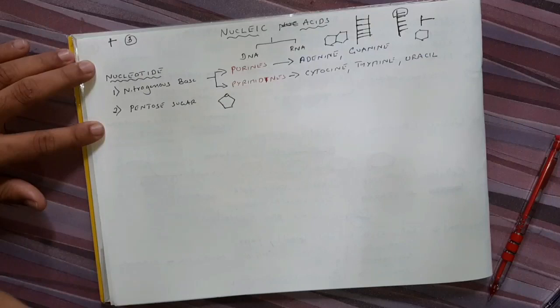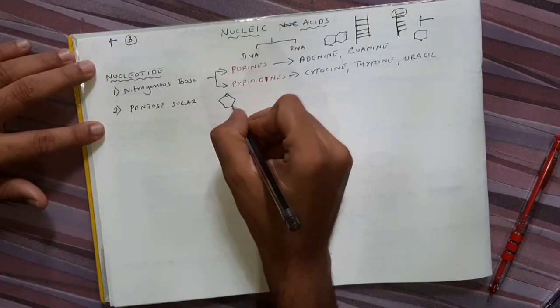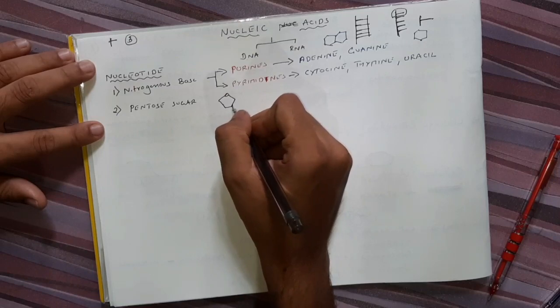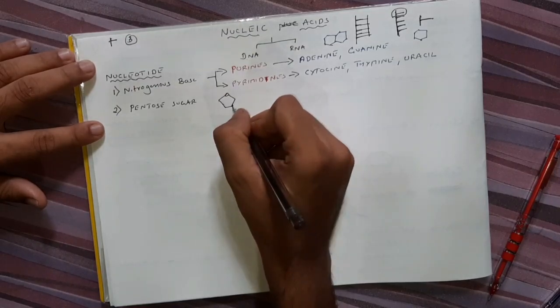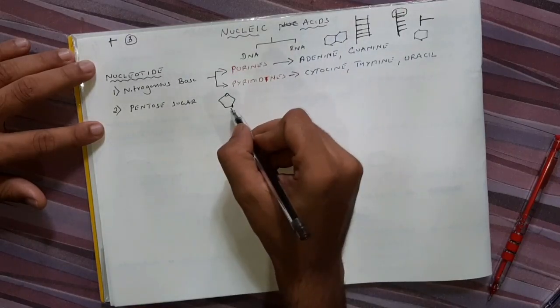Hope you can see this. This is actually the pentose sugar. Got it? Okay. So in the case of DNA, you don't see oxygen here in the second carbon atom. Okay. In the case of RNA, you see oxygen here.